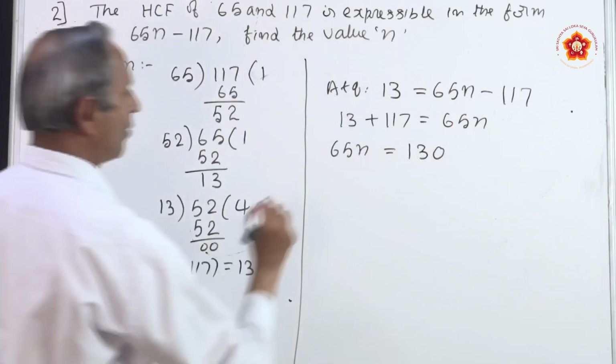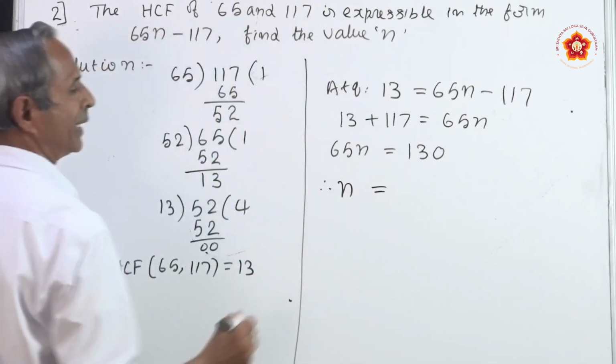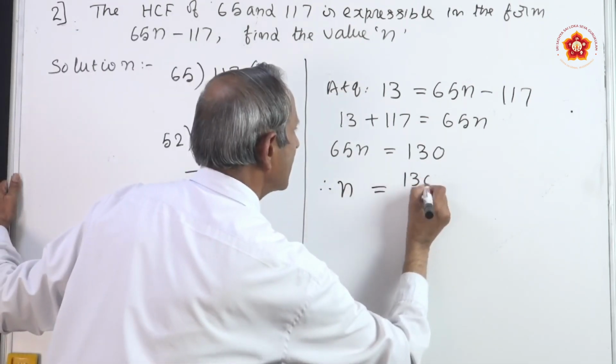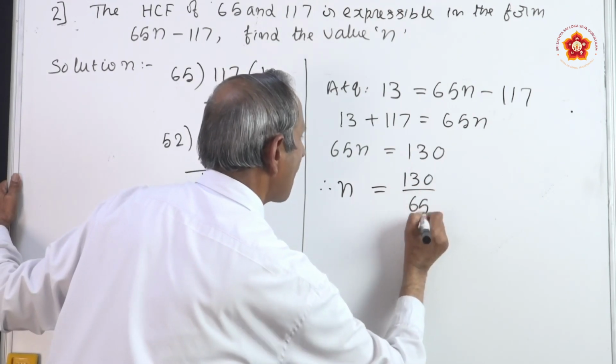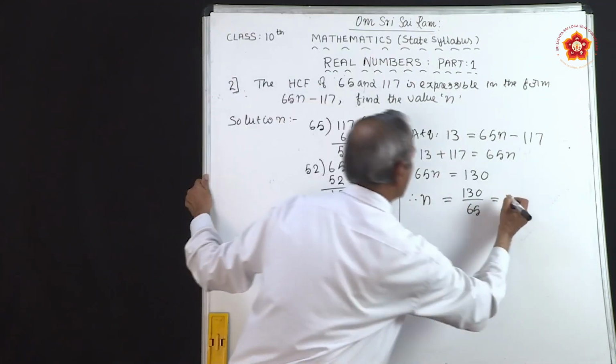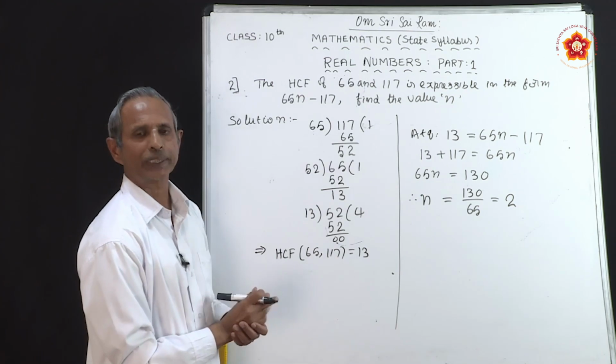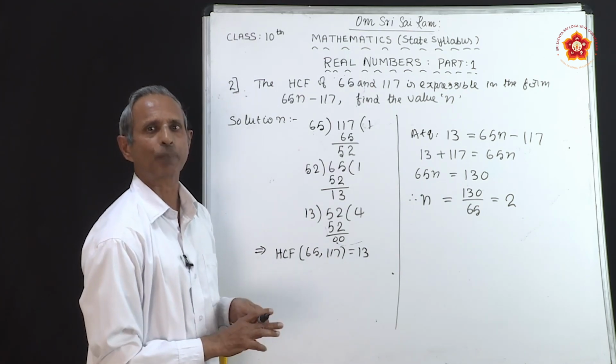Now you have to find the n value. Therefore, now you have to divide 130 by 65. Divide it. What is the answer? You will get 65 2 times. Therefore, n value is equal to 2, which is the correct solution for the given problem.